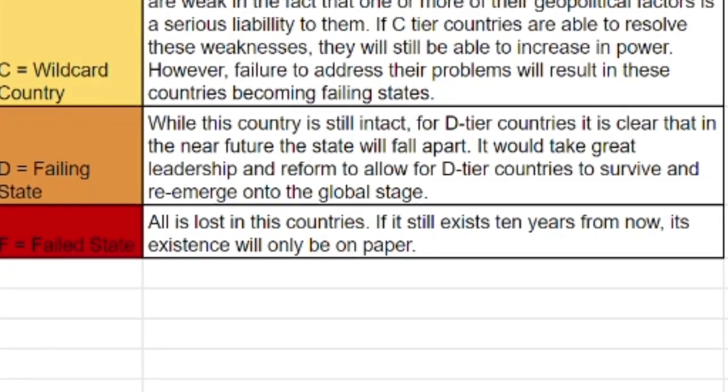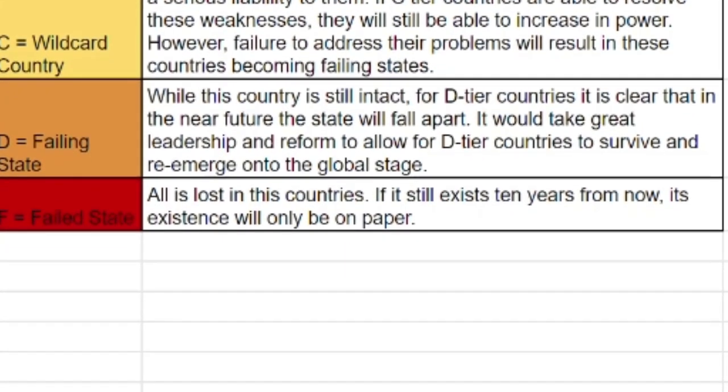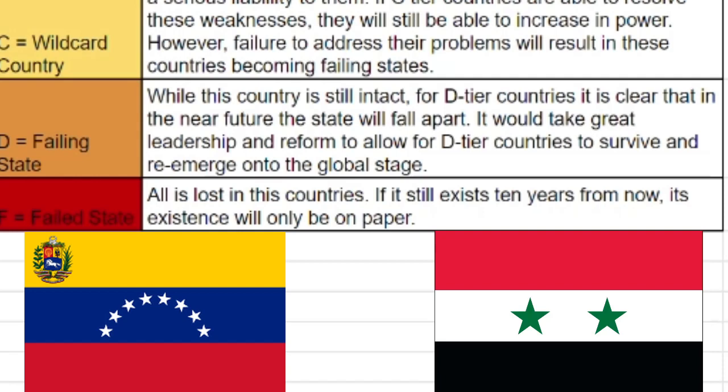The final tier is F tier. F stands for failed state. This is pretty self-explanatory. Think of nations like Venezuela and Syria. I don't think I need to explain this much, but if you need explanation, just wait for my South America and Asia episodes.